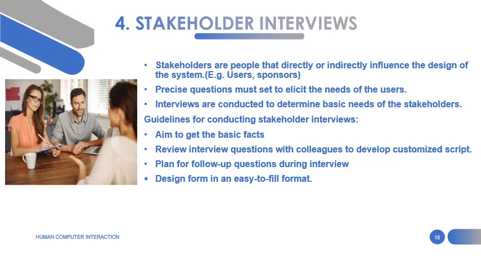So there's a guideline which can be followed to get the actual, or should I say, proper information needed. So the first one is to aim to get the basic needs or basic facts. So with this, you're basically talking about gathering precise or concise information. If they told you they want the system to do a particular purpose, ask questions that are linked to that purpose in order to get a clearer view or understanding of what the stakeholders want.